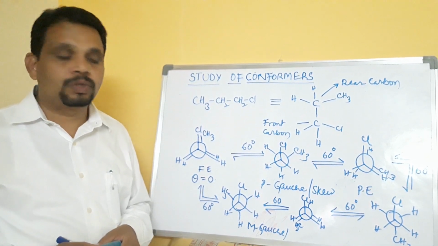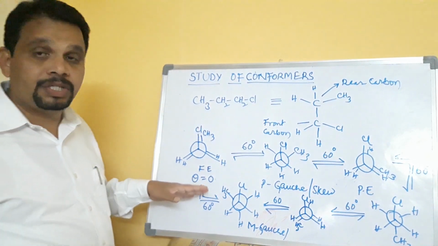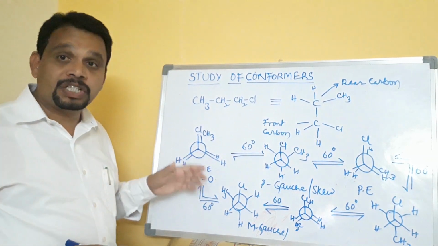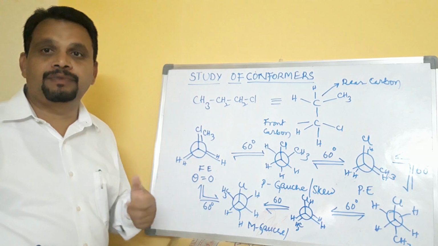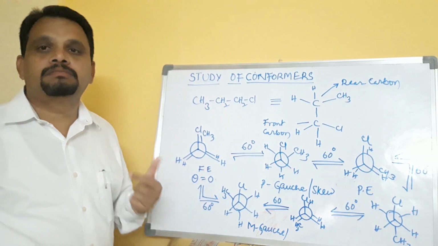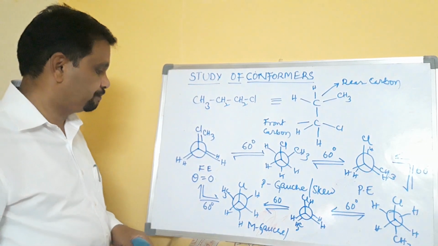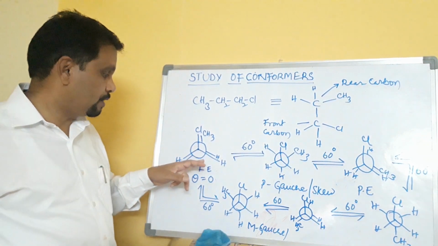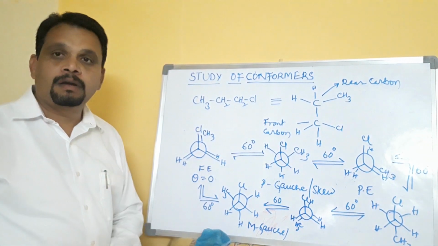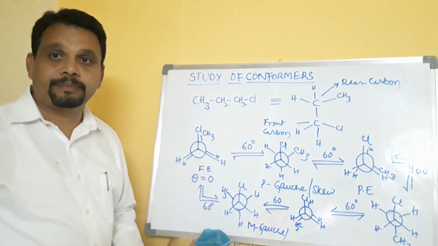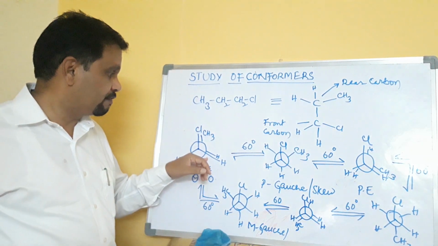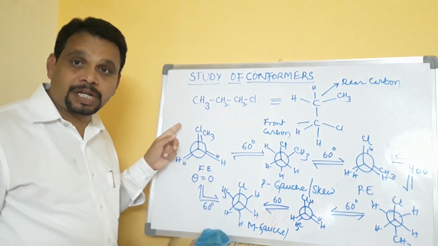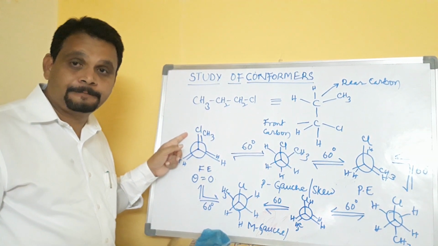That way it is easy for us to analyze and determine which is more stable and which is more energetic. In this, first let us try to understand this fully eclipsed conformer. In the fully eclipsed conformer, there is eclipsing strain.